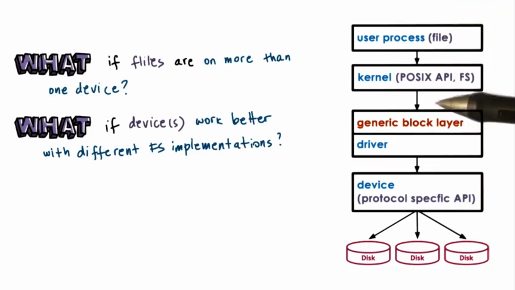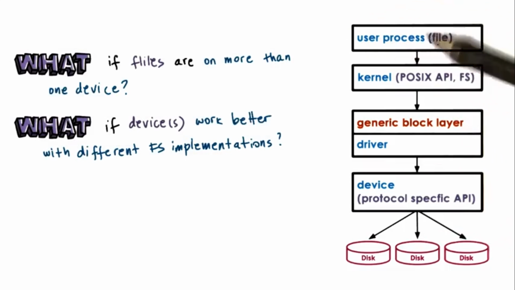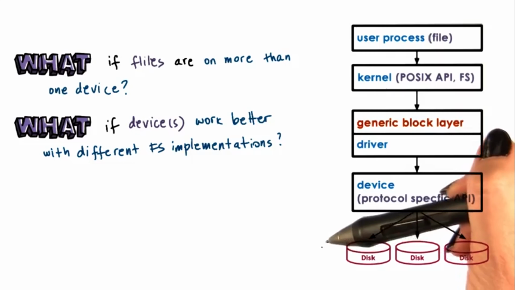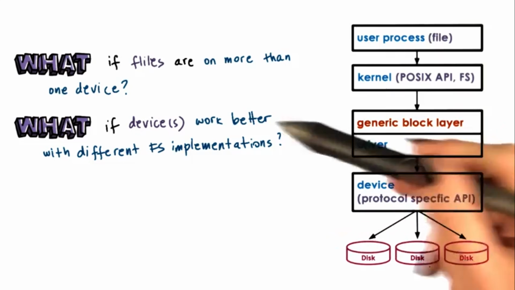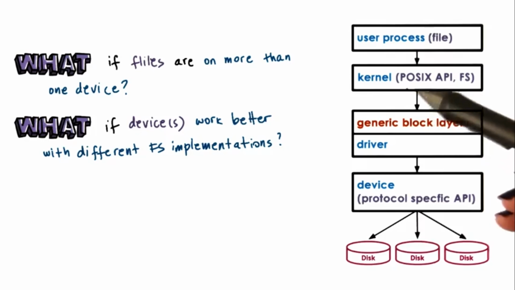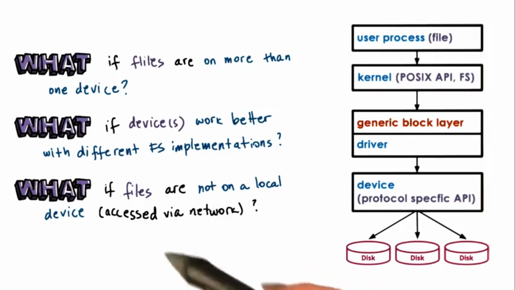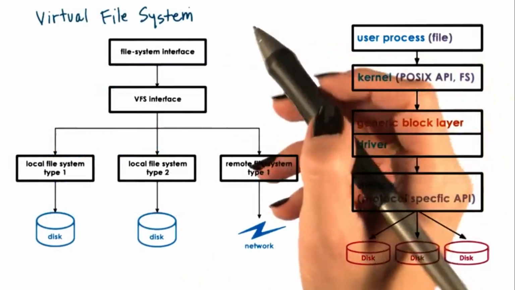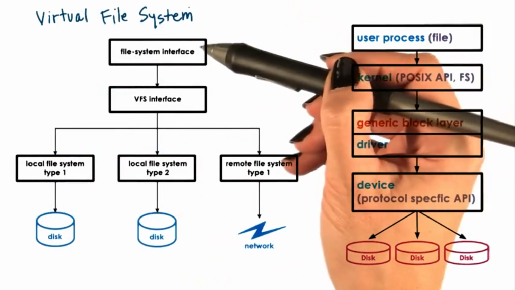However, what if we want to make sure that the user applications can seamlessly, as a single file system, see files that are distributed across multiple devices, and if on top of that, different types of devices work better with different file system implementations? Or what if the files aren't even local on that particular machine on some of the devices? What if they need to be accessed via the network? To deal with these differences, operating systems like Linux use a virtual file system layer.